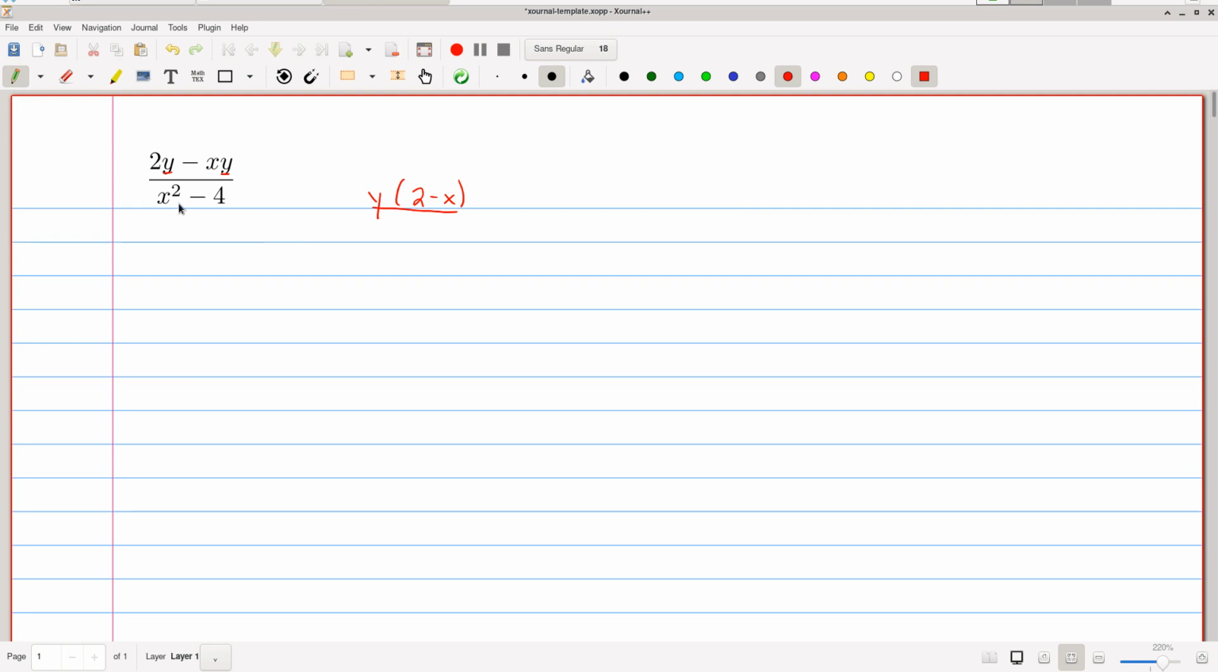The denominator does not have a common factor, but I see it's a difference of squares, so we can factor this as (x + 2)(x − 2). Next up, I see that the x minus 2 and the 2 minus x are almost the same, but the order is backwards. The signs are off.